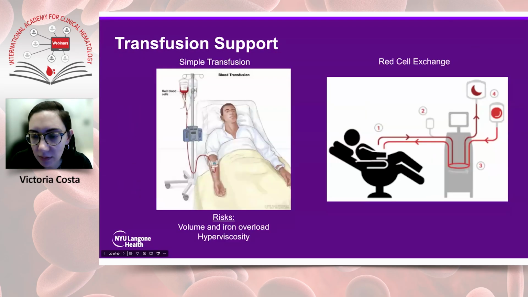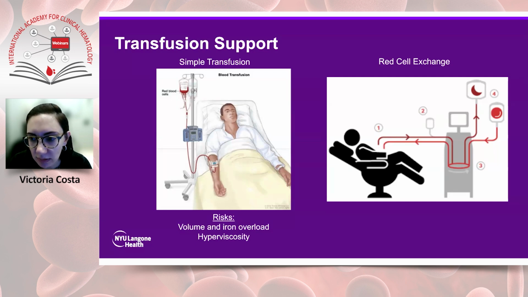Transfusion support can occur via two mechanisms, via simple transfusion or red cell exchange. Simple transfusion can be 1 or 2 units based on lab values and clinical context, so can be for a variety of the acute and chronic conditions that I mentioned. With simple transfusion, the risks include volume and iron overload, as well as hyperviscosity.